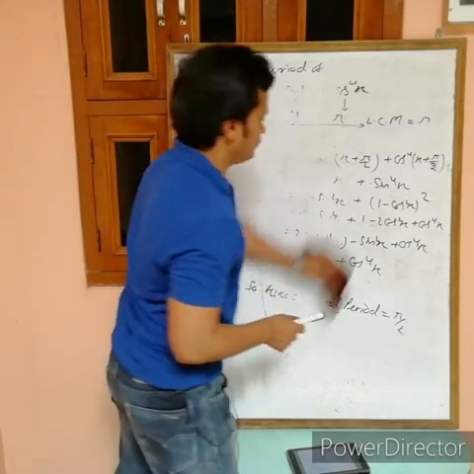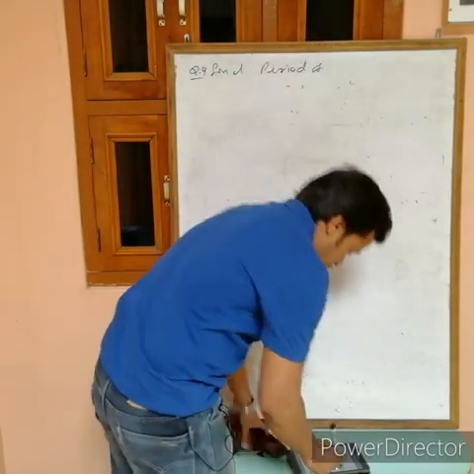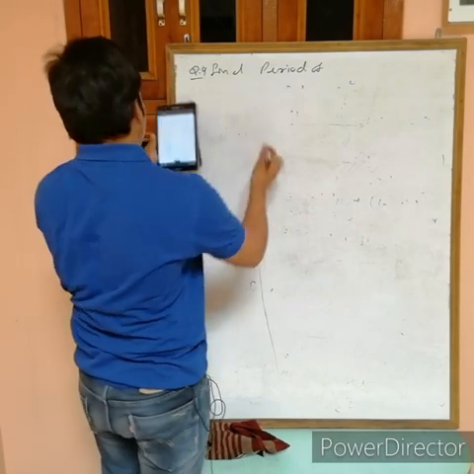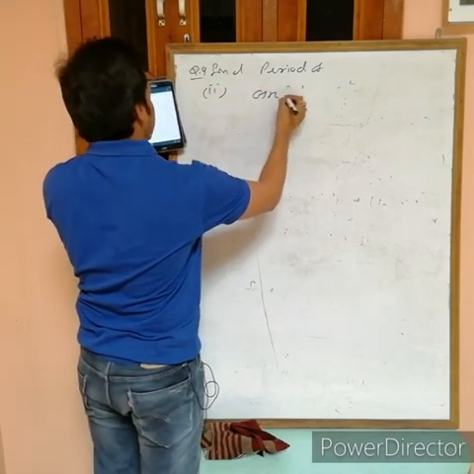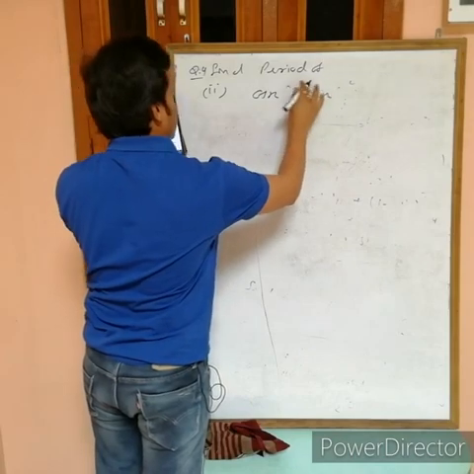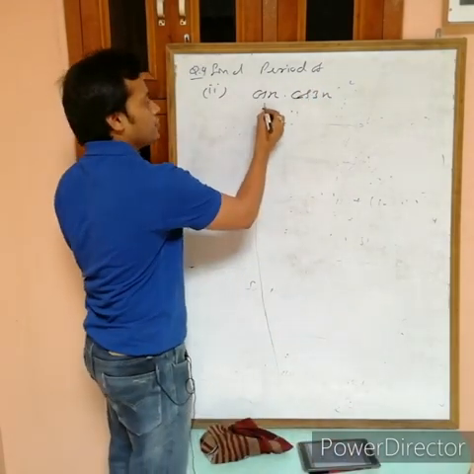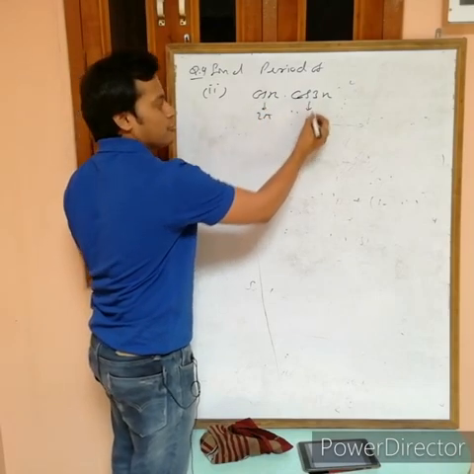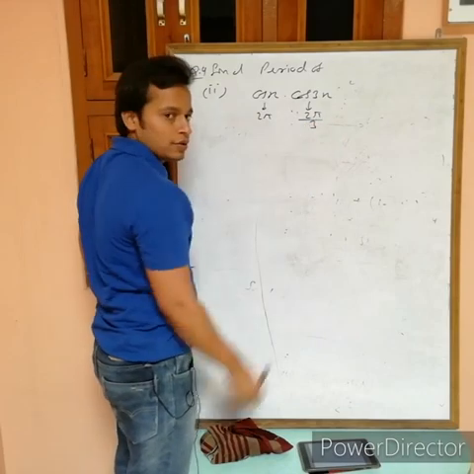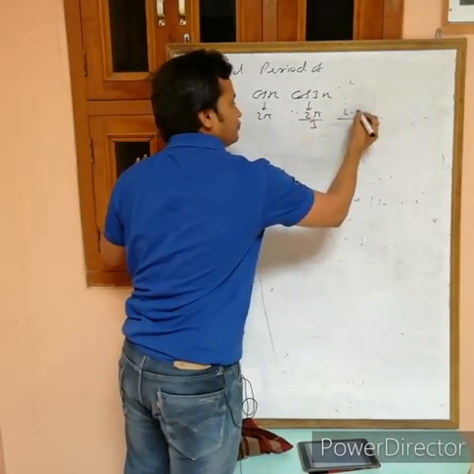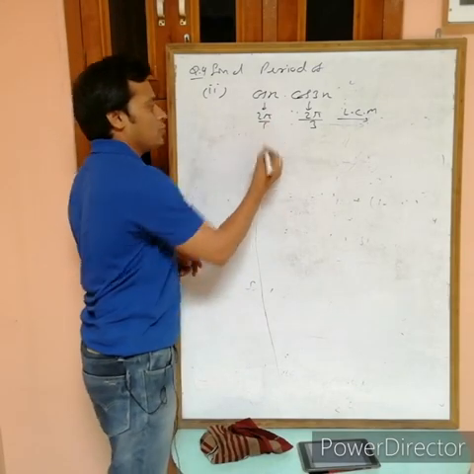Now the second question. Second one is cos x into cos 3x. Find the period of this one. Again it is fx into gx. First, the period of cos x is 2 pi. The period of cos 3x is 2 pi by 3. Okay, now the LCM of 2 pi and 2 pi by 3. Suppose 2 pi by 1.